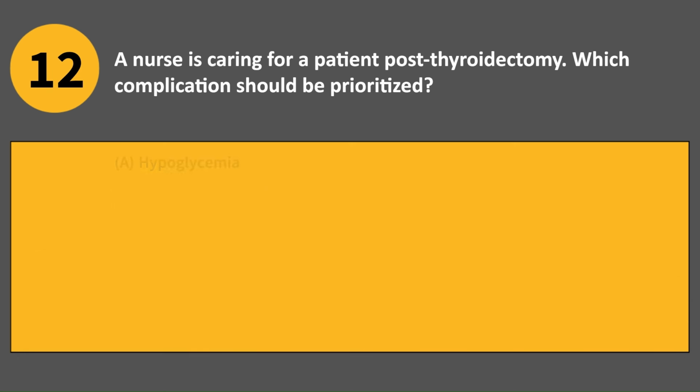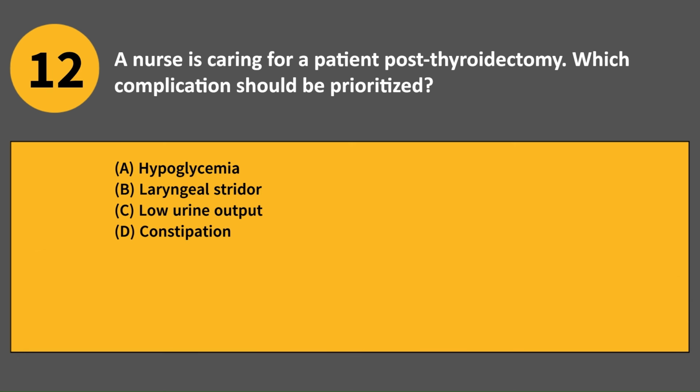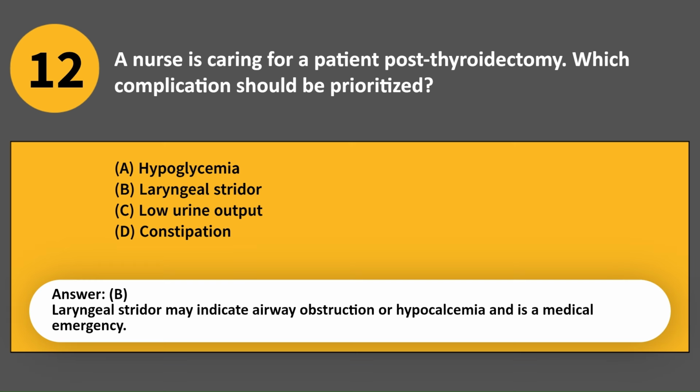A nurse is caring for a patient post-thyroidectomy. Which complication should be prioritized? A. Hypoglycemia. B. Laryngeal stridor. C. Low urine output. D. Constipation. Answer: B. Laryngeal stridor may indicate airway obstruction or hypocalcemia and is a medical emergency.